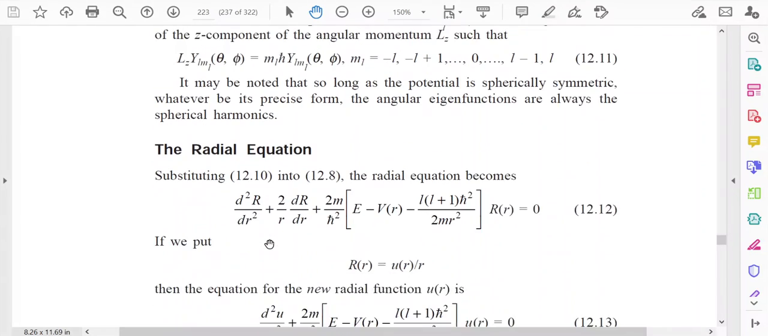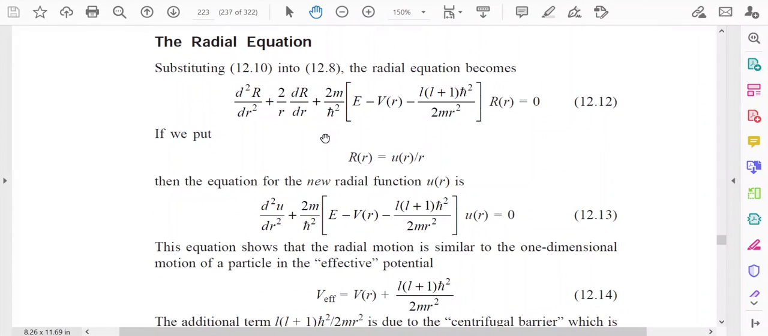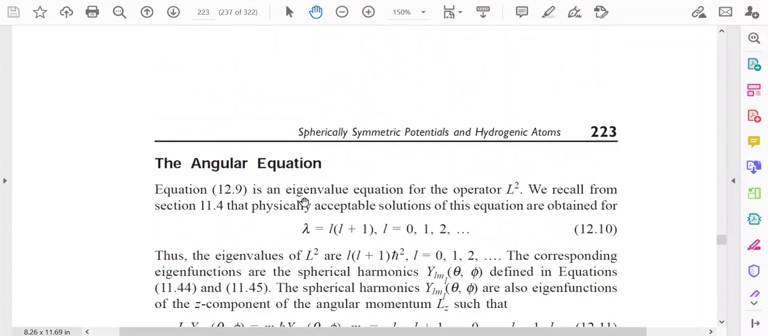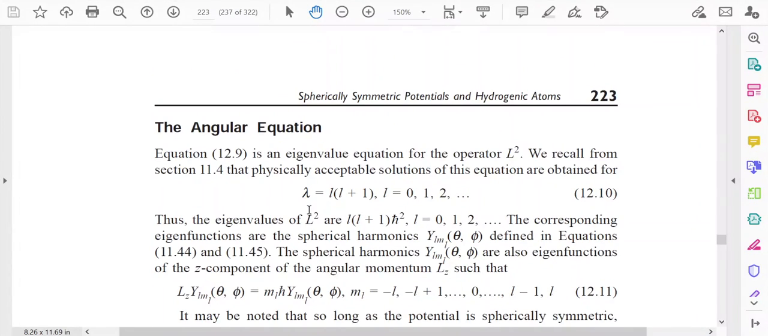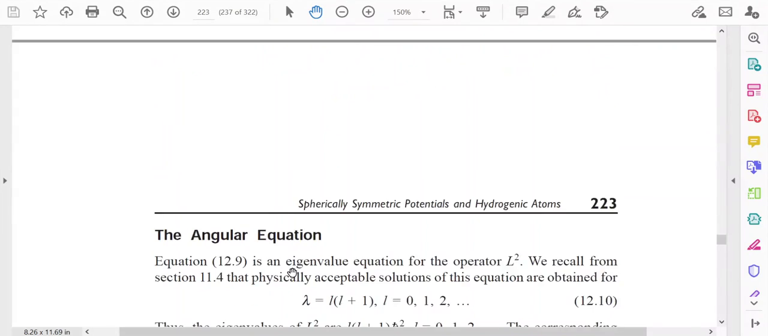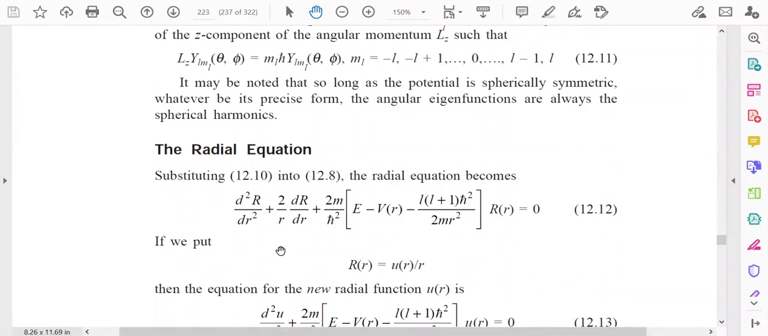Now, let us focus on the radial equation. If we substitute 12.10 into 12.8, that is, if we put the value of lambda equal to l into l plus 1 in this radial equation, which we have already talked about, the radial equation becomes like this. So, this is the radial equation. Now, we have to simplify this equation.